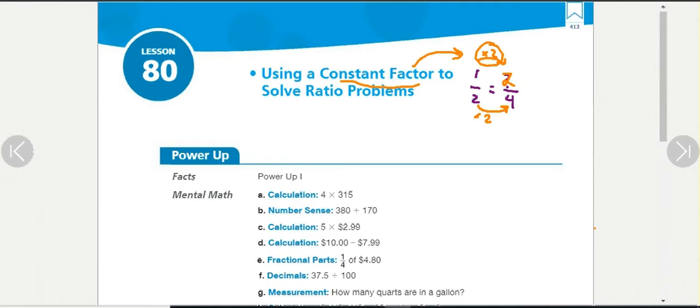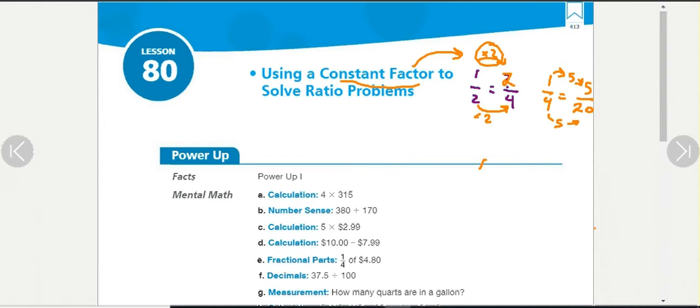Try a little bit bigger number. 1/4 is how many 20ths? Well, what times 4 is 20? 5 times 4 is 20. So I use the 5 on top. 5 is my constant factor.